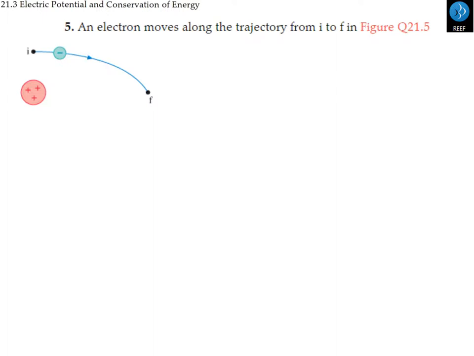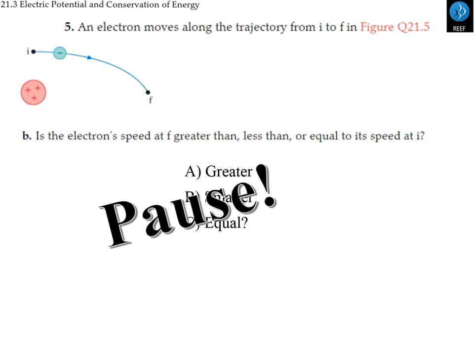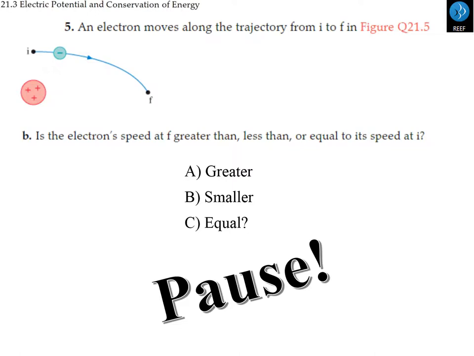A related question, B. Is the electron speed at F greater than, less than, or equal to its speed at I? Is the electron speed at F greater than, less than, or equal to the speed at I? Well, pause, think, and answer.